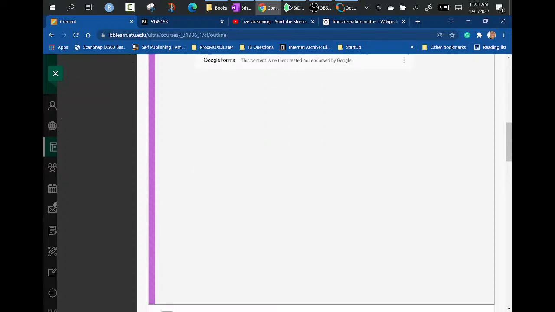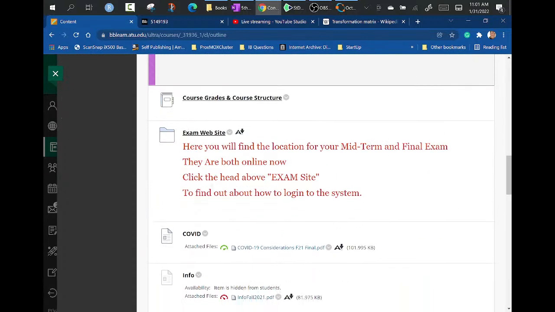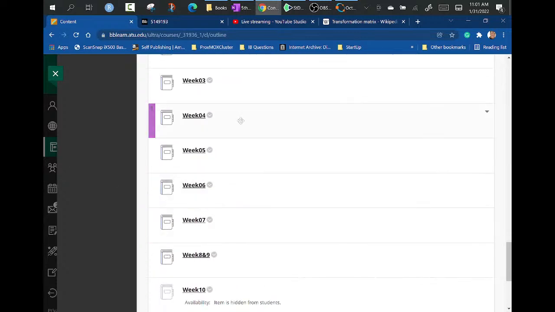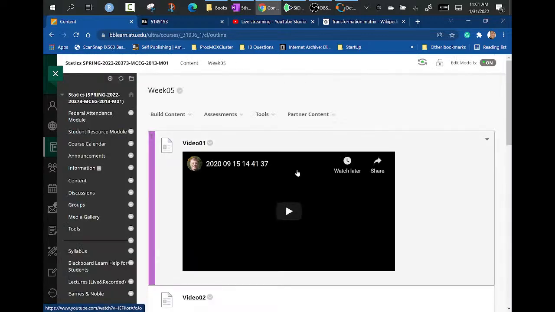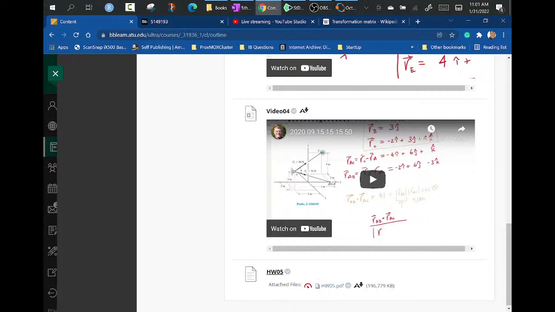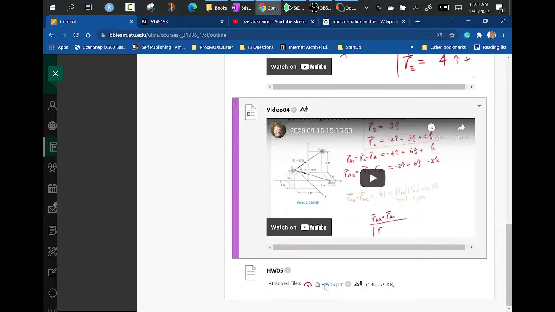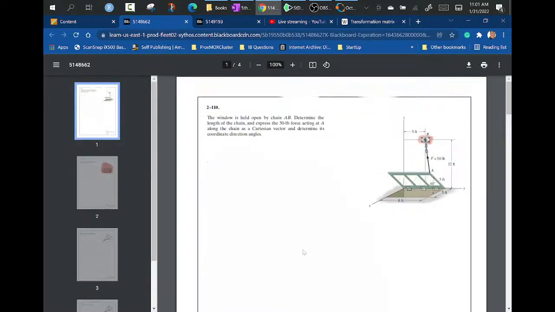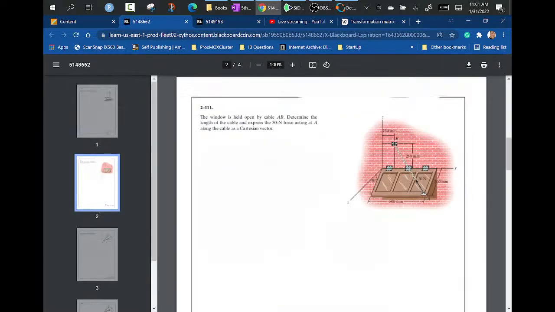So let me try to find out which week these problems are in. I'm not guaranteeing that I'm lining up on the weeks. The lectures are lining up on those weeks. And here we see some of this. Let's look at homework 5. Homework 5 might be a little further along.